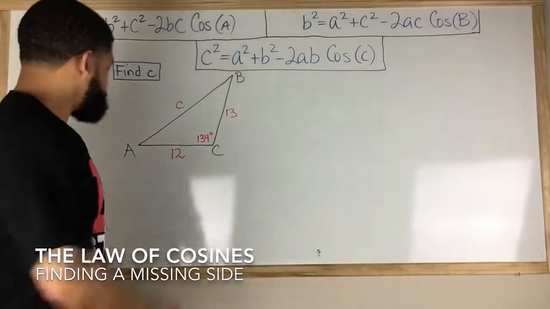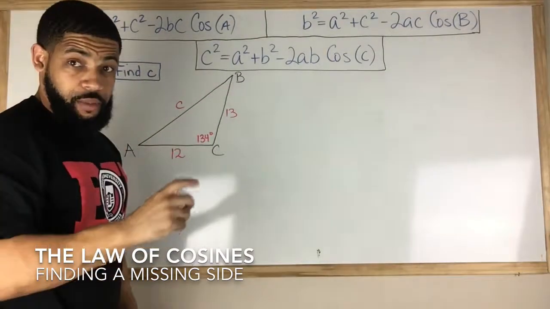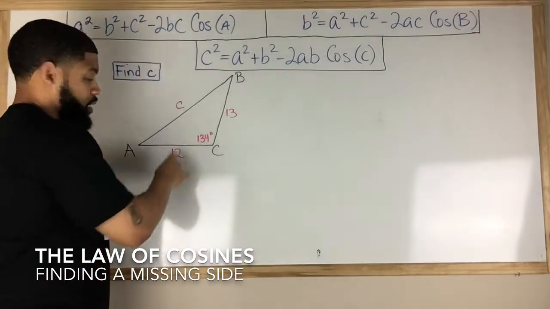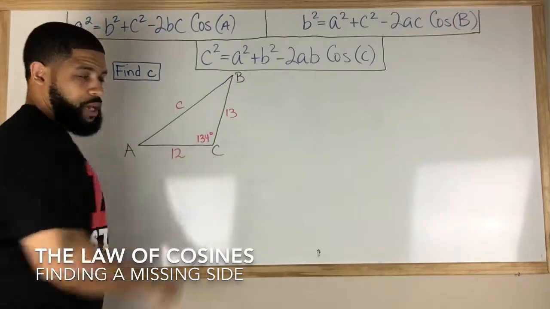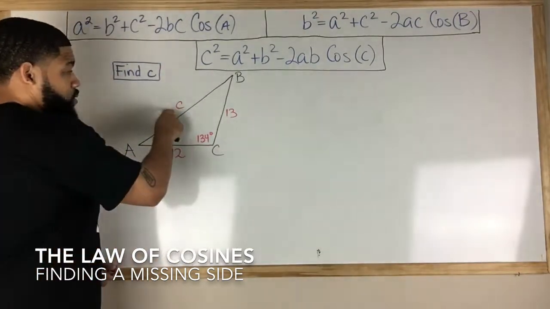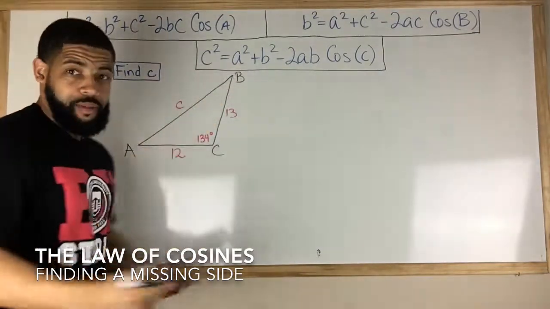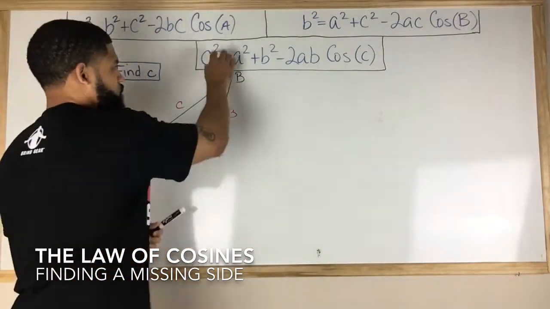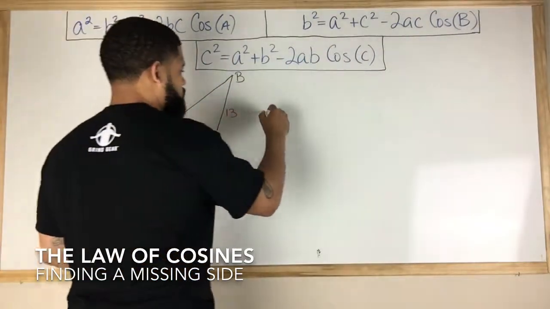So I have this triangle. Notice capital letters represent the measure of angles, and lowercase letters represent side lengths. So here this is lowercase c, this is capital C. In this case, I need to find the length of side c, or we can name that segment AB. Either way, let's go ahead and get into it. So we're using this version of the formula. Now, c squared, we don't know what c is.